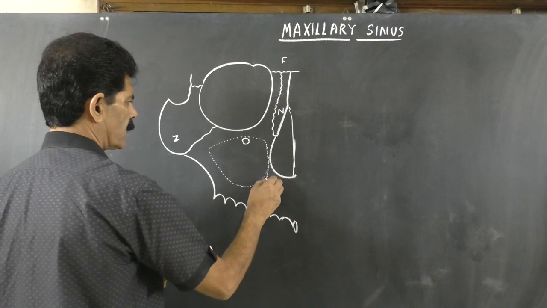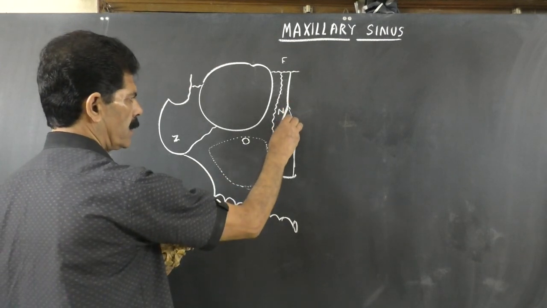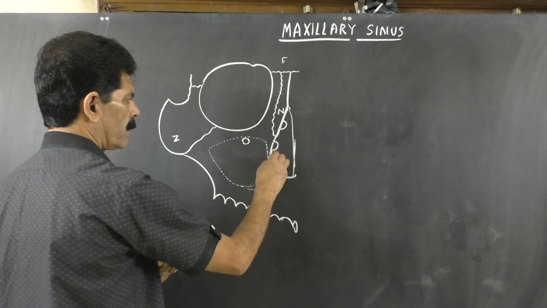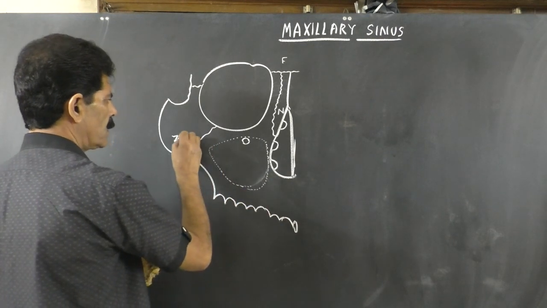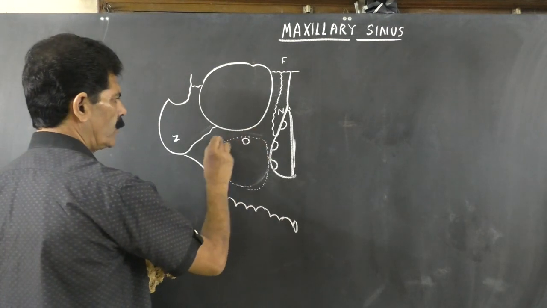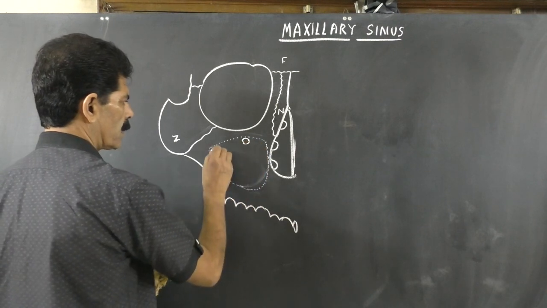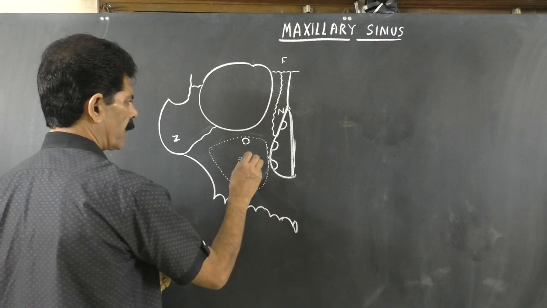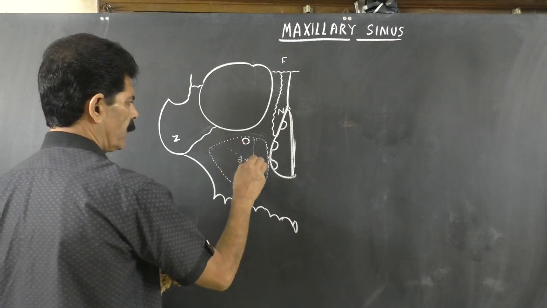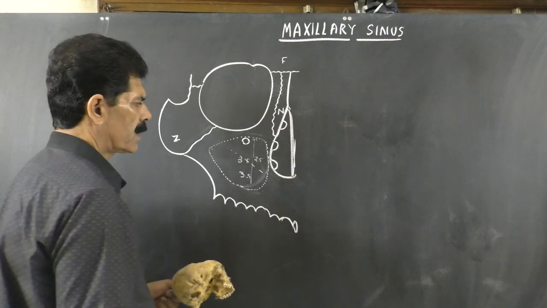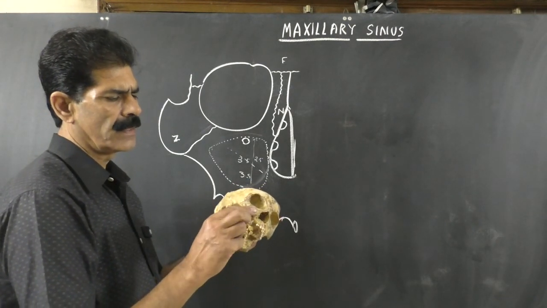The base of the sinus is present medially, adjoining the lateral wall of the nasal cavity, and the apex is directed towards the zygomatic bone. So that is the roof and this is the floor. The dimensions are 3.5 centimeter laterally, 2.5 centimeter superiorly, and 3.5 centimeter anterior-posteriorly. So that is the dimension of this wedge-shaped maxillary air sinus, which lies in the maxilla bone.